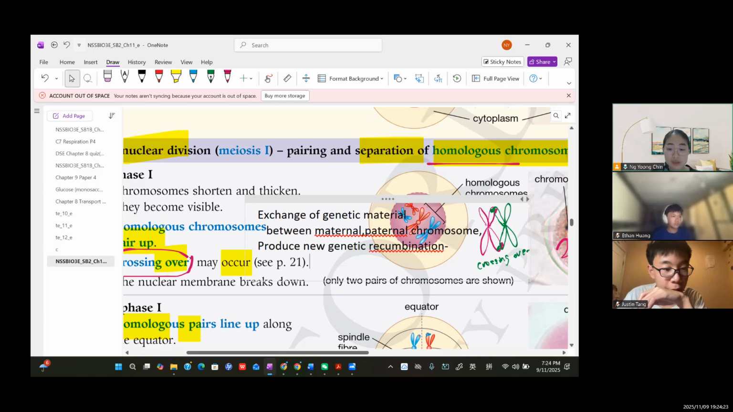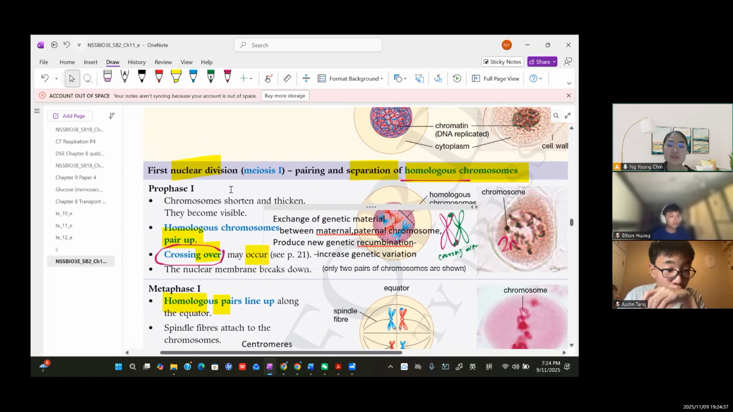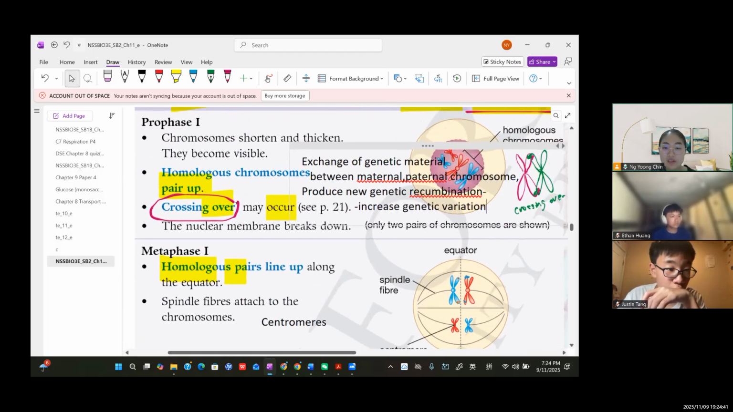So that's why we always talk about meiosis, right? The advantage of meiosis is that you are able to increase the genetic variations. Yeah, like this. Genetic variations.